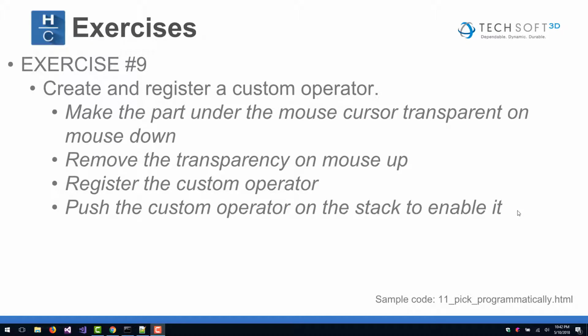For exercise 9, we're going to create and register a custom operator. This operator will make the part under the mouse cursor transparent on mouse down and remove that transparency on mouse up. Once we have our operator implemented, we'll then register that custom operator and then push that custom operator onto the stack to enable it. Let's dive into the code.